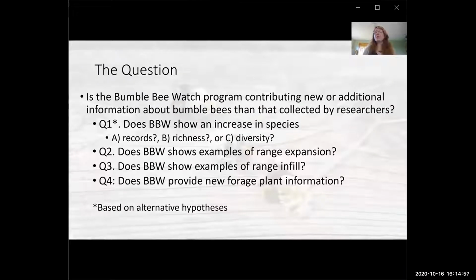My question is, is the Bumblebee Watch program contributing new or additional information about bumblebees compared to that collected by the researchers? Does it show an increase in species records, richness, or diversity? Does it show examples of range expansion or range infill? Does it provide any new forage plant information?